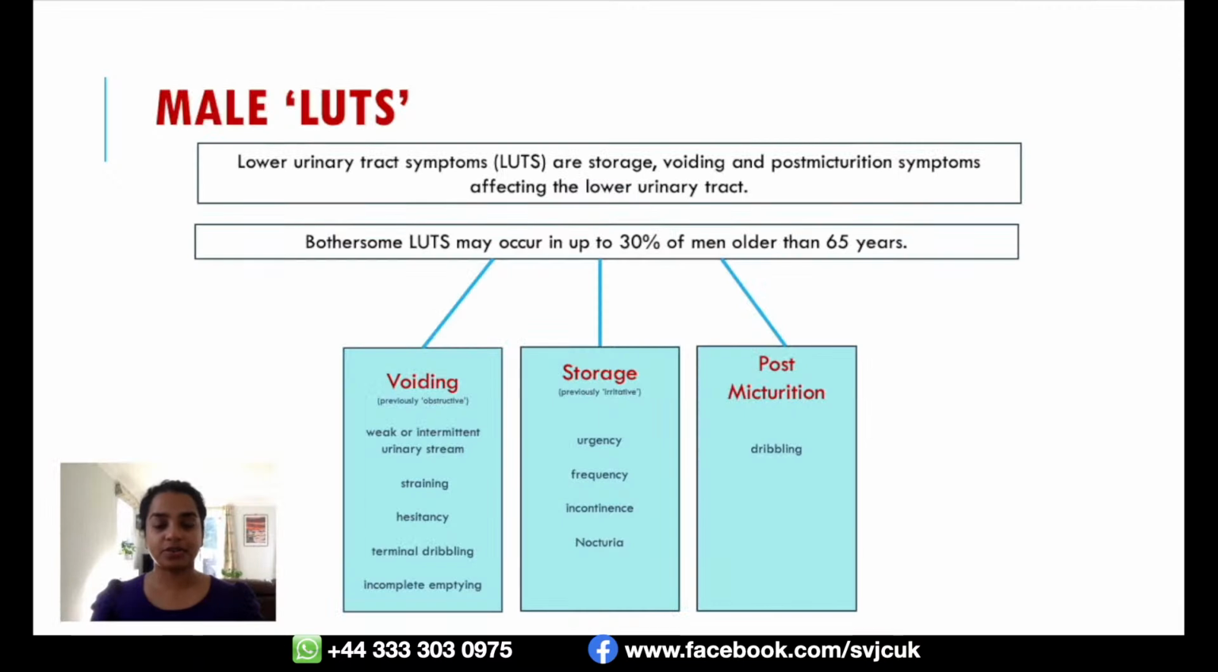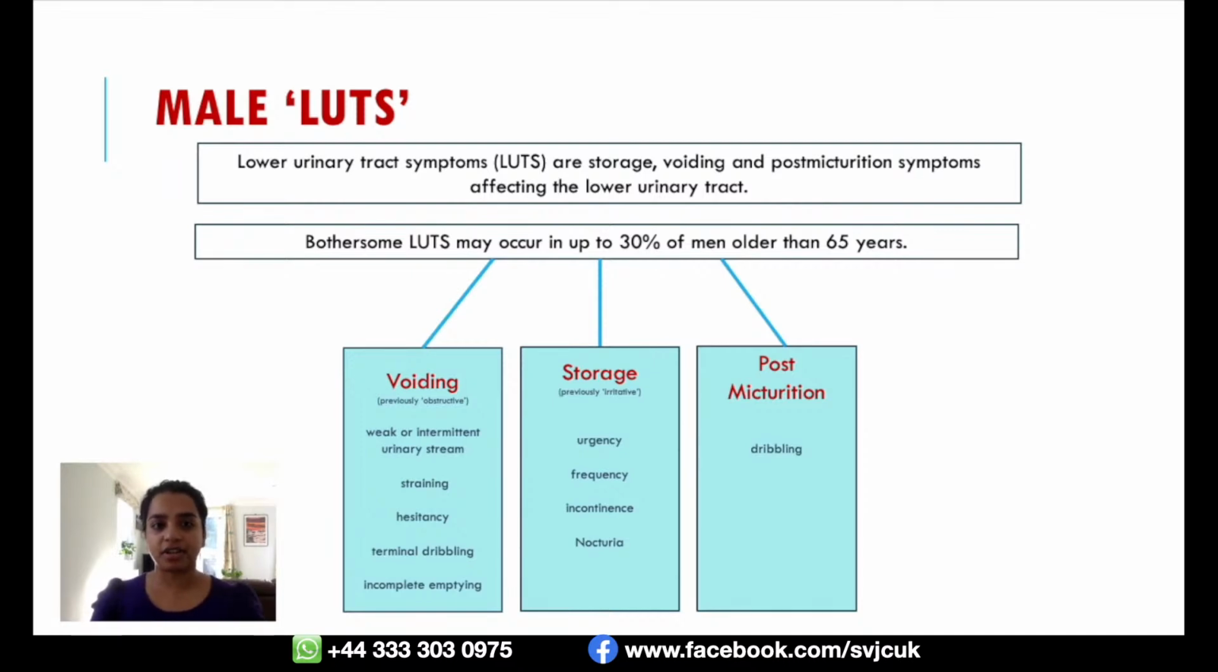Now, you've heard LUTS a few times already during this talk today. LUTS is the term we use to describe lower urinary tract symptoms. Male LUTS tend to be divided into storage LUTS, voiding, and post-micturition LUTS. These are grouped symptoms that describe the effect of the enlarging prostate on urinary flow. Bothersome LUTS occur in up to 30% of men over 65 years, and as you'll see on the slides coming, we do measure progress with lower urinary tract symptoms, or BPE, with how bothered the patient is by them.